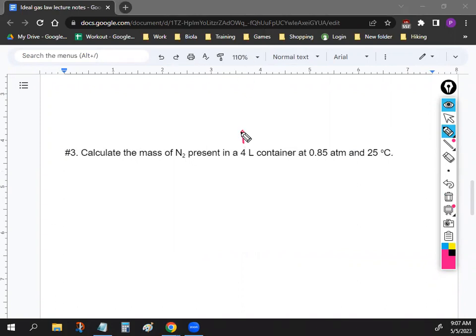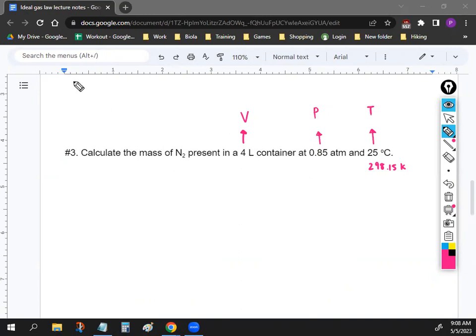Okay, so you guys should have noticed that 4 liters is volume. 0.85 ATM is going to be pressure. And then this guy right here is going to be your temperature. However, you do need to convert this into Kelvin. And so that's going to be 298.15 Kelvin. Okay. Everybody go with that? Those variables? Probably not too bad.